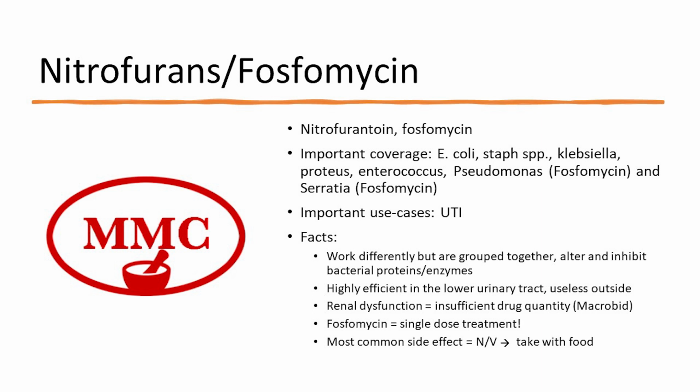They're highly efficient in the lower urinary tract. They're literally useless everywhere else, so only use them for cystitis, UTIs. So in terms of renal dysfunction with Macrobid, you don't want to use it. The recommendation used to be an eGFR less than 60 mLs per minute, you wouldn't want to use Macrobid, but now they're going down as far as 30 mLs per minute, just because when you have a lower eGFR than that, you're not accumulating enough drug in the bladder to actually kill the bacteria.